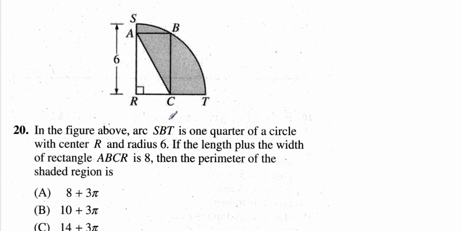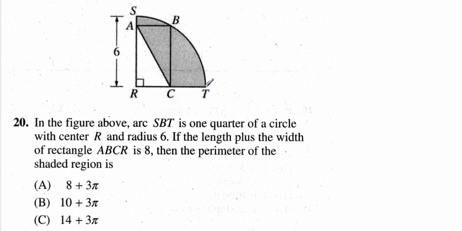Number 20. In the figure above, SBT is 1/4 of the circle. Okay, the radius is equal to 6. I can see that, and the width of the rectangle is 8. Length plus width is equal to 8. So that means, I don't know what this one is, but L plus W is equal to 8. Then the perimeter of the shaded region is this.